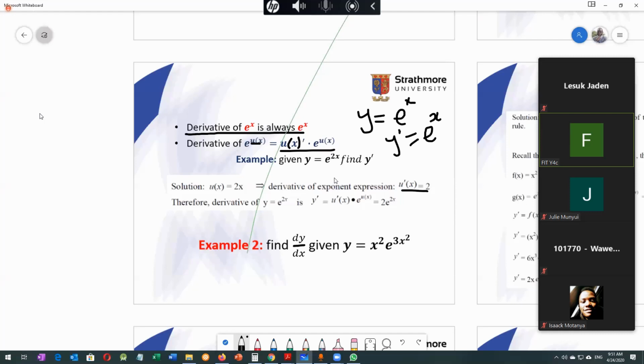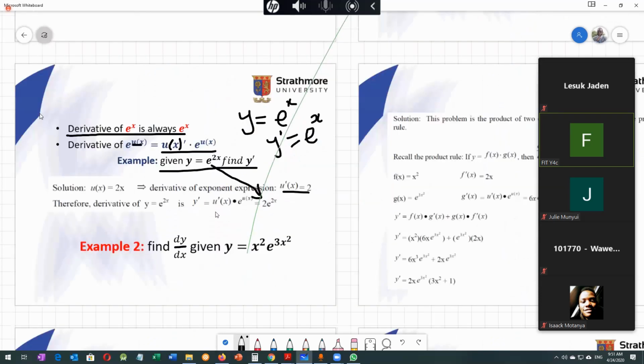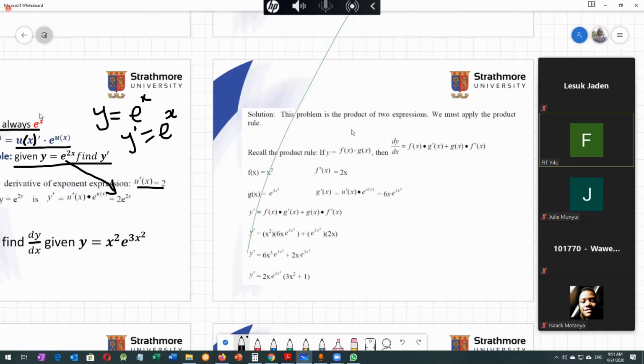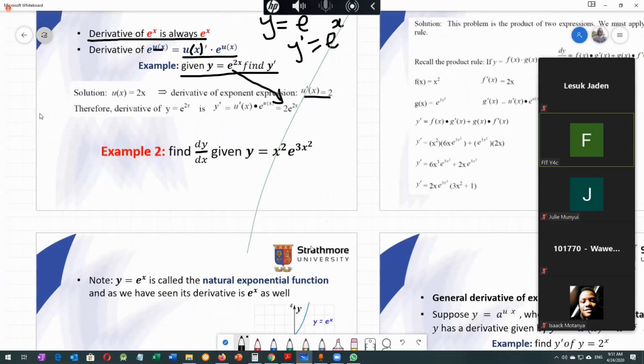So you look at this example. The answer to this one will actually be the derivative of 2x, which is 2, multiplied by what I was given. So the derivative becomes y prime is equal to 2e raised to power 2x. So these ones again, you just go through them and practice, and then you are able to see.